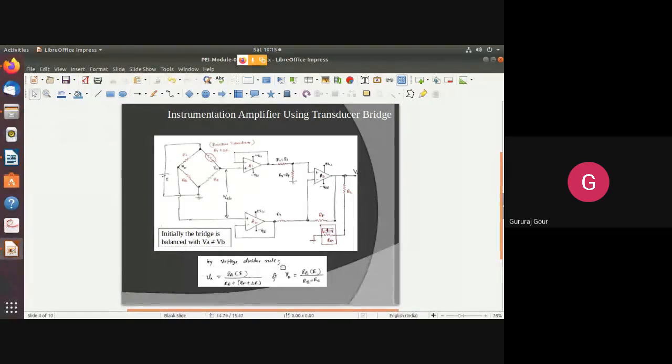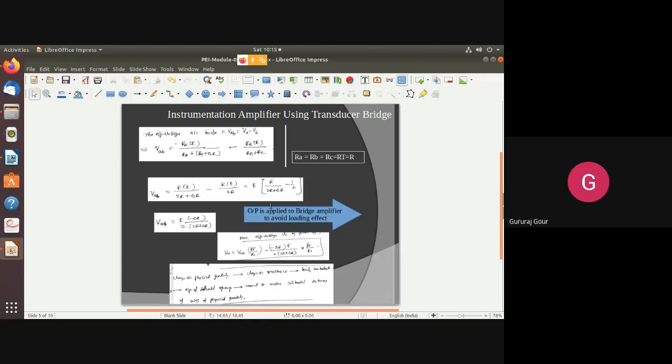In the previous case it was just RA into E divided by RA plus RT. Now we get RA plus RT plus delta R. Because of this delta R we get the variation in VA. But VB is going to remain the same. You can see here, RB into E divided by RB plus RC is going to remain the same. So let us see what we are getting.